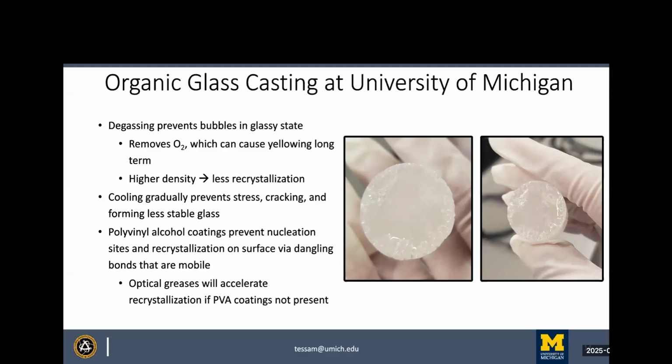This is especially important because we need to use silicone optical grease to couple it to the PMT for testing. If we don't have a PVA coating, it's going to recrystallize fast. I've learned that the hard way.